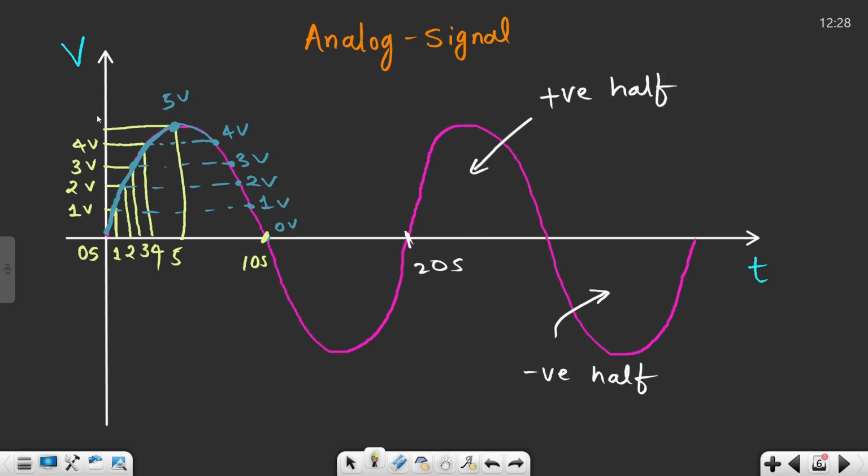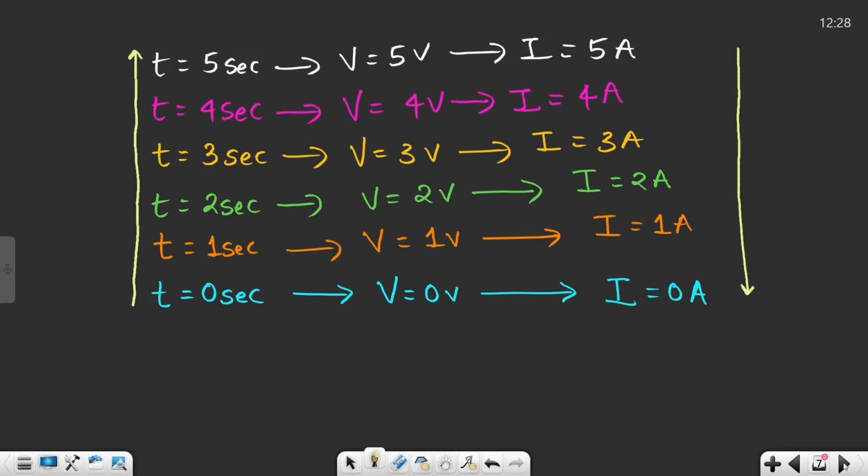Okay, see why I'm taking time to explain each of this particular point, because I want you to be comfortable over here. Okay, now let's proceed further. I hope you understood this particular part.